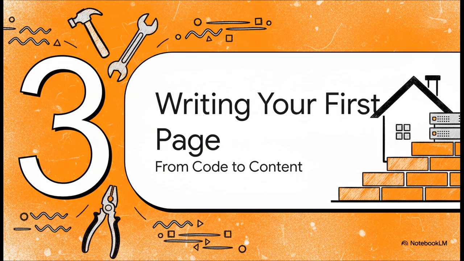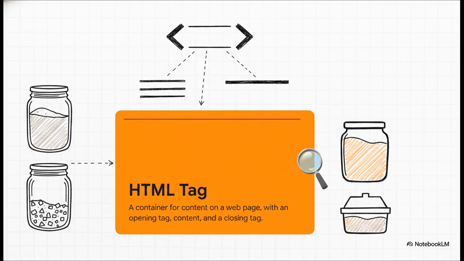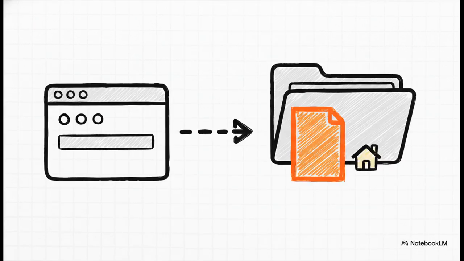Let's start building. So, the most basic building blocks of HTML are these things called tags. Just think of them as little containers. You've got a container for your headings, a different container for your paragraphs, another for images. These tags tell the browser what kind of content is inside, so it knows exactly how to show it on the screen.